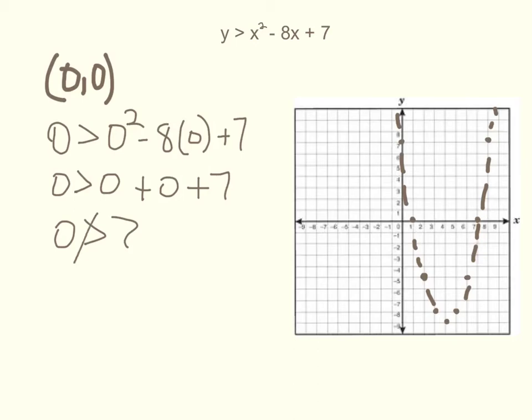Now let's think about this. 0, 0 is right here. And since 0 is not greater than 7, that means we cannot shade out here where the 0, 0 is. We have to shade on the other side of the line, which would be inside. Okay? So there's two methods there that you can choose to help you to determine where you shade. Now let's look at the third example.